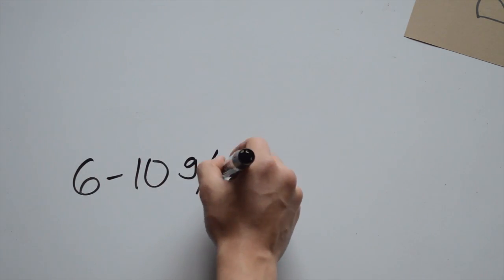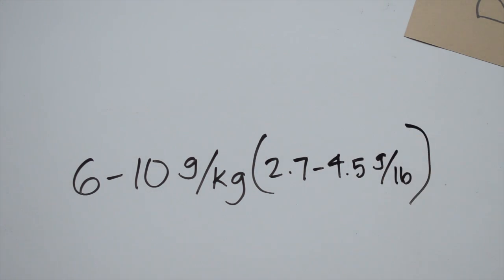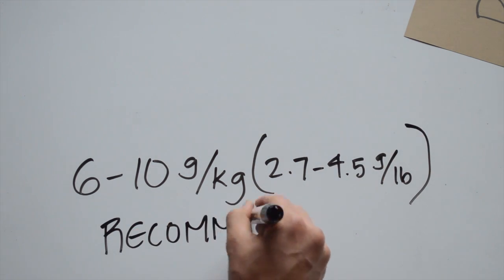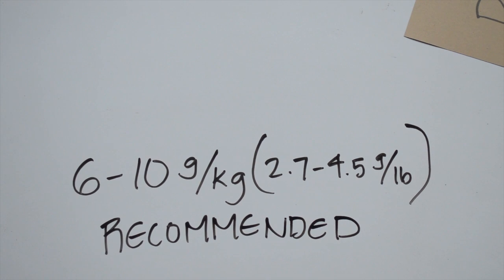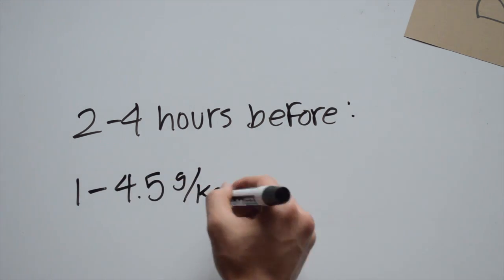Now that you kind of know what it is, why we need it, and where it comes from, how much do we need? The recommended daily intake is 2.7 to 4.5 grams per body pound. That will turn out to be about 45 to 65% of your daily caloric intake.